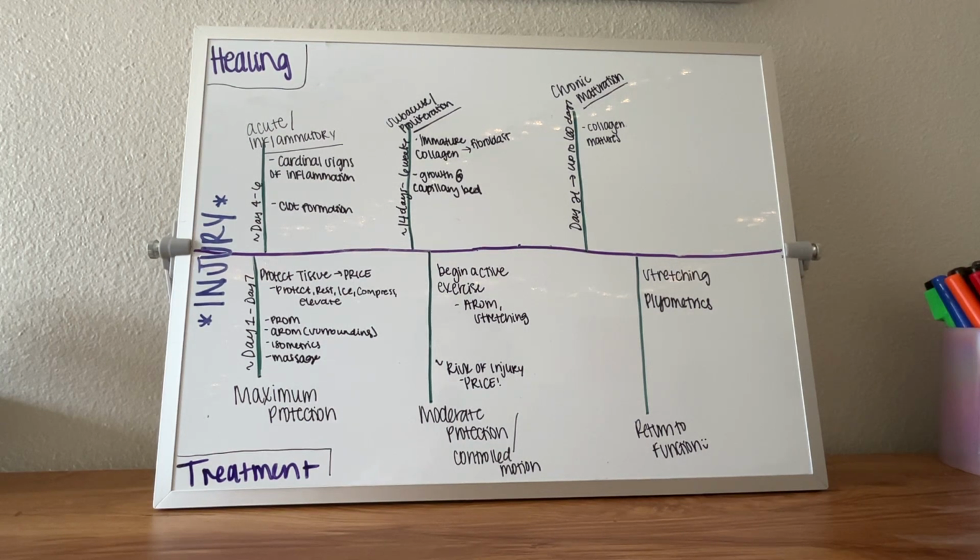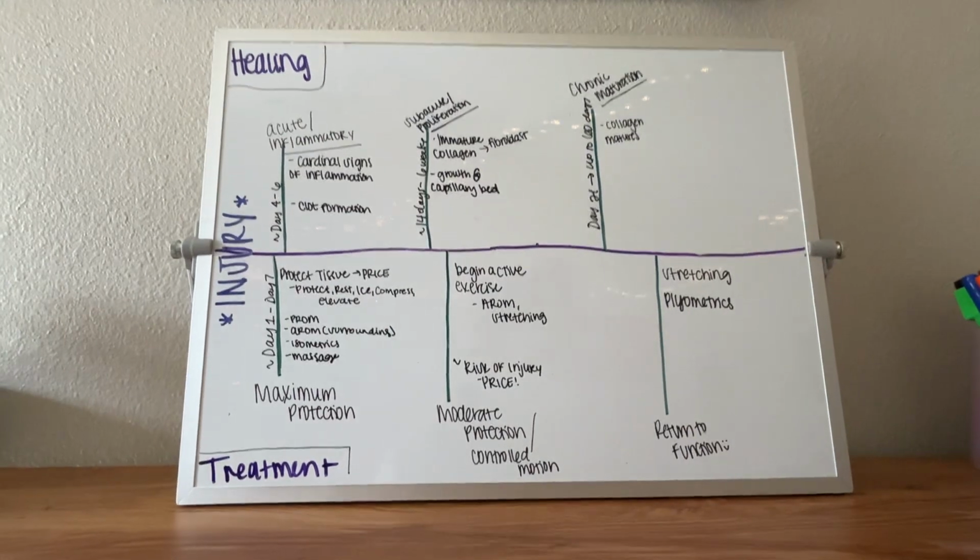Whenever we're in this phase, we're also in that return to function phase. This is where we want to start really training the body functionally. We want to go back to as much as we can, back to whatever movement the person was doing before, right? So we can stretch, we're going to do plyometrics, we're just going to be challenging the tissue more intensely, but still making sure that it isn't too much on the patient.